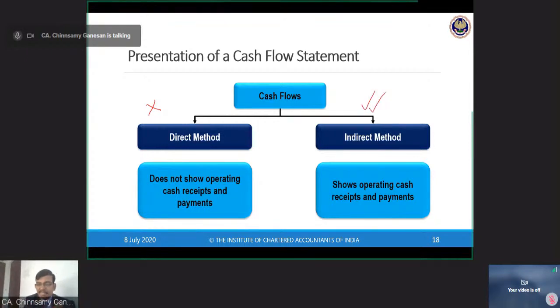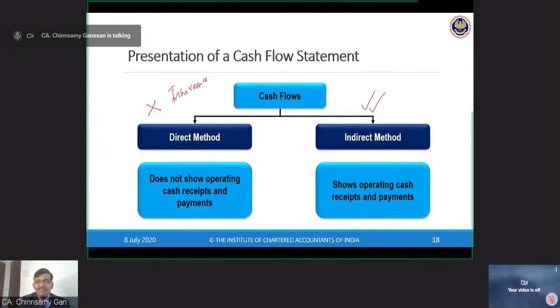The direct method is permitted, but normally not used by companies. The only industry as of now using it is insurance companies. All other companies are not using the direct method, and the majority of India's companies will use only the indirect method.